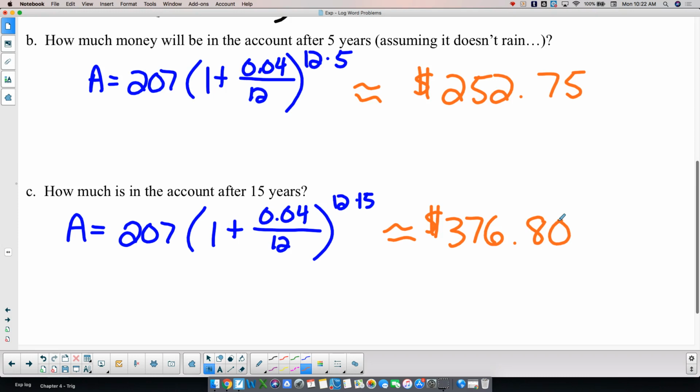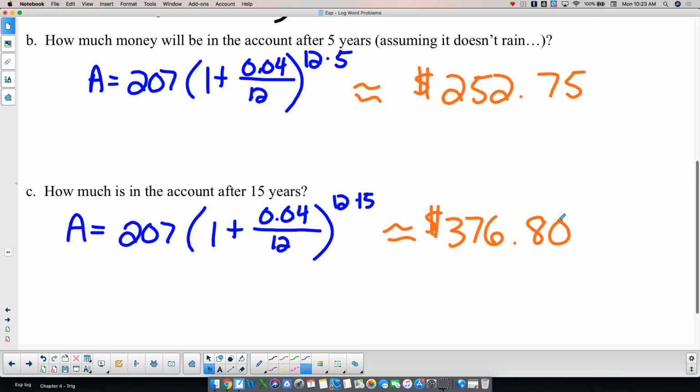Or what you can do, Kate, is you can start on the inside. So start by going 0.04 divided by 12, plus 1, to the, not 60th power, what is that, 180th power, times 207. You can always start in and work your way up.